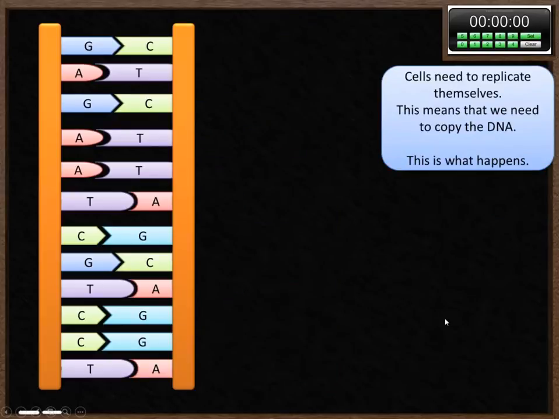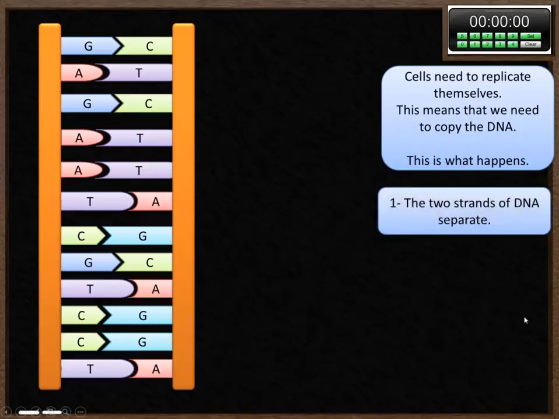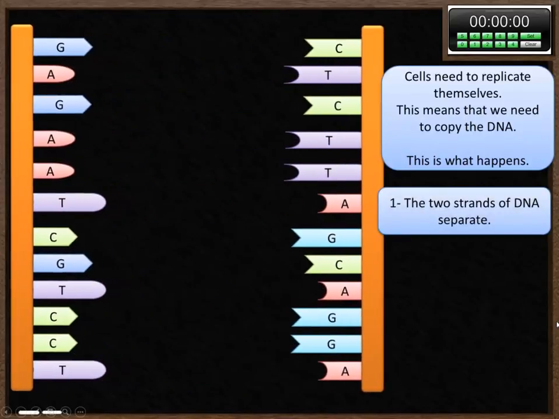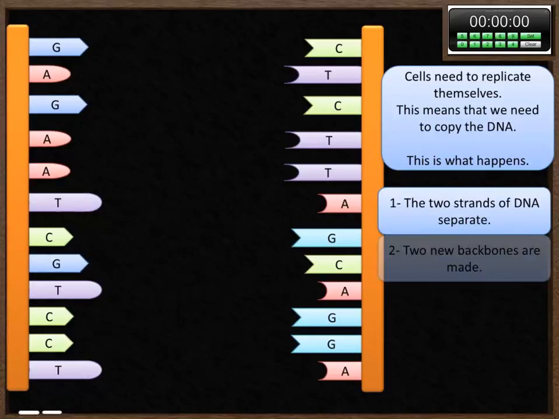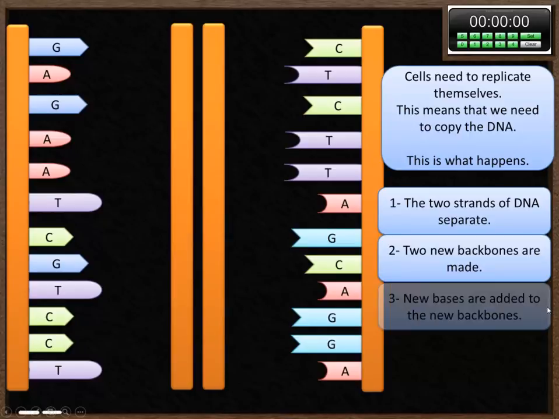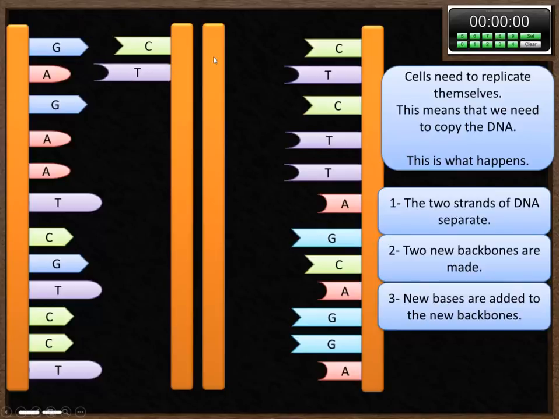Okay, so this is how our DNA replicates, to get exactly the same DNA, an exact copy made. The first step in the process is the two strands of DNA separate and move apart. The next step is two new backbones are made and added to our strands of DNA, and then the new bases are added to the new backbone. So you can see that these bases are matching up.